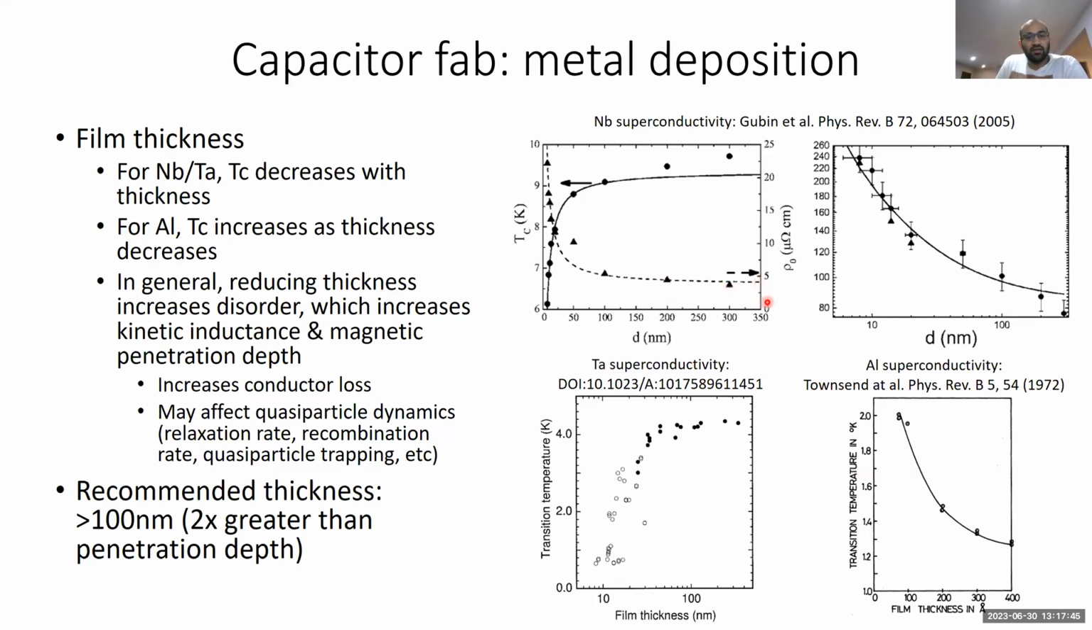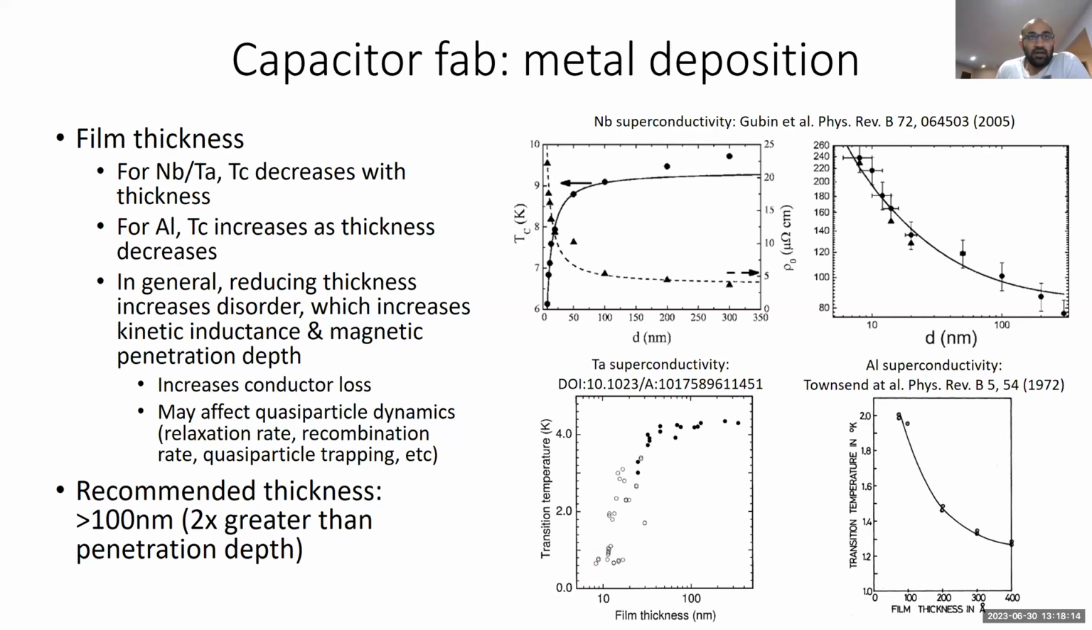And it will also increase the kinetic inductance of your film and the magnetic penetration depth, which both also have the downstream effects of increasing conductor loss due to residual quasiparticles, or increasing conductor loss due to vortices. And it can also potentially affect quasi-particle dynamics themselves, such as the quasi-particle relaxation or the recombination rate, trapping rate, things like that.